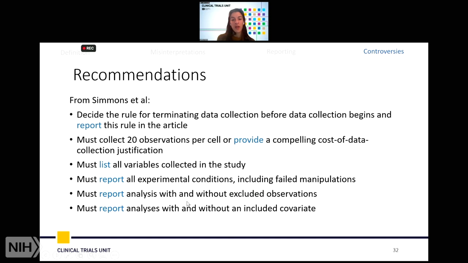Report all analyses with and without excluded observations, so sort of sensitivity analyses here, and with and without included covariates. So again, going back to publication, you say, well, I don't have space to do all this stuff. I agree. There really isn't good space to do all of this, but it's a good thing to shoot for, and it's a good thing to keep in mind, and really focusing on those key things, maybe especially failed manipulations, being able to report those things as part of your paper is all really important.